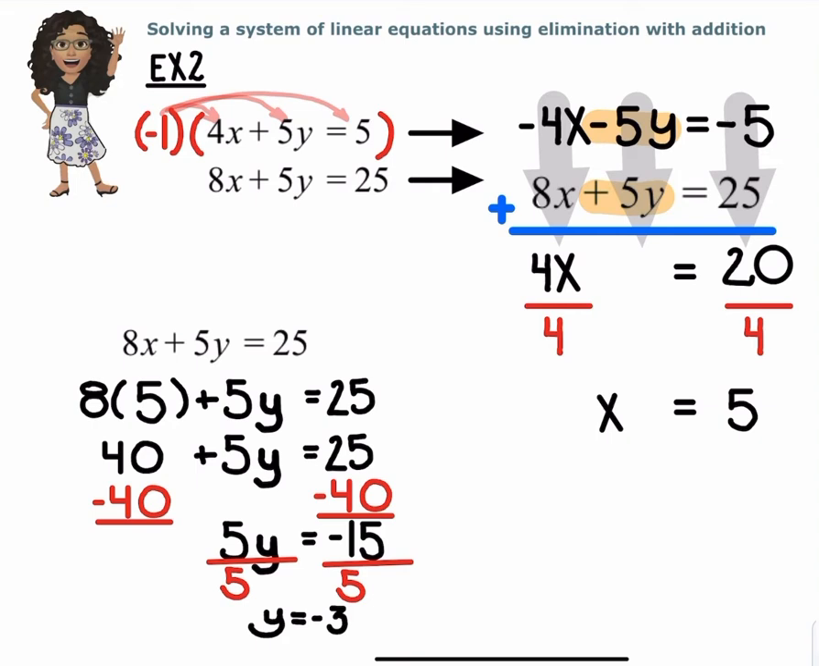Once again, if you would like, you could write your final answer as a coordinate, which would be 5 comma negative 3. The reason you can do this is if I graphed those original equations, this is the point where those two lines would intersect.